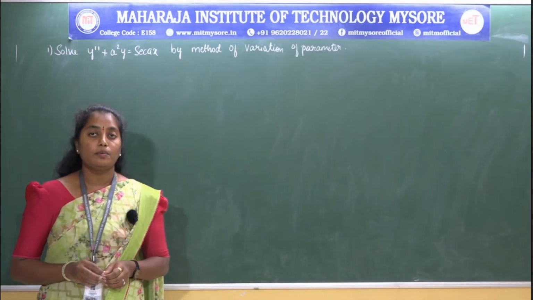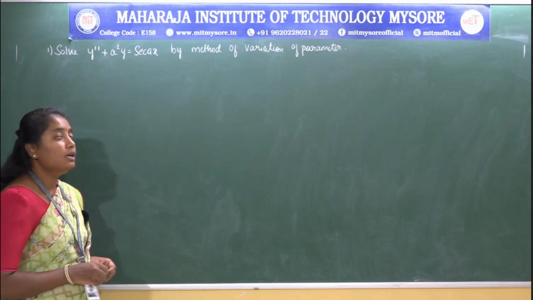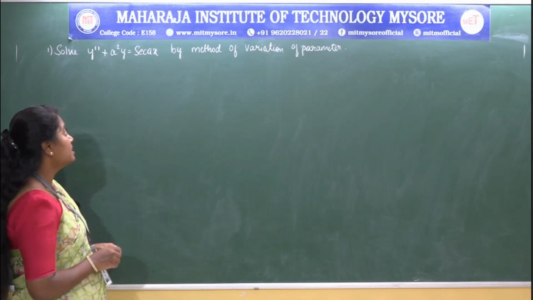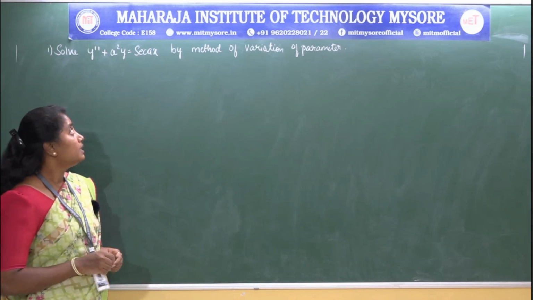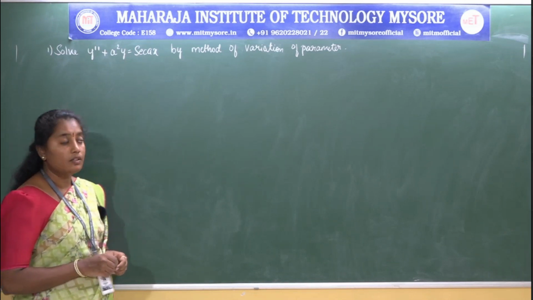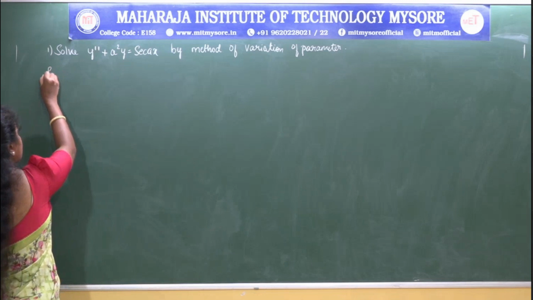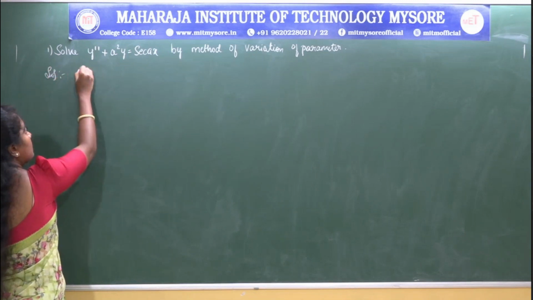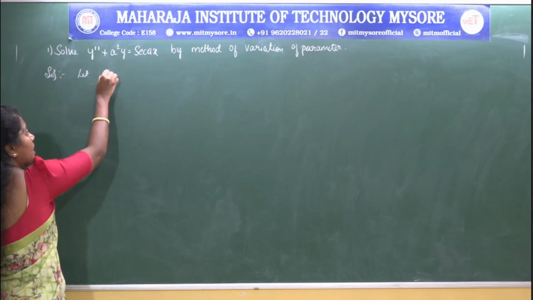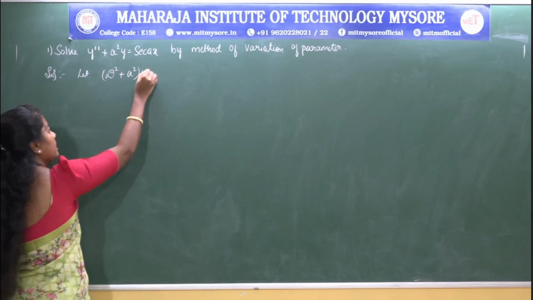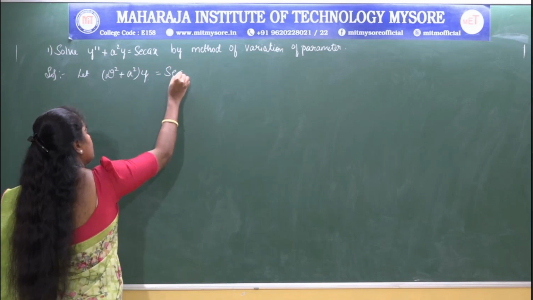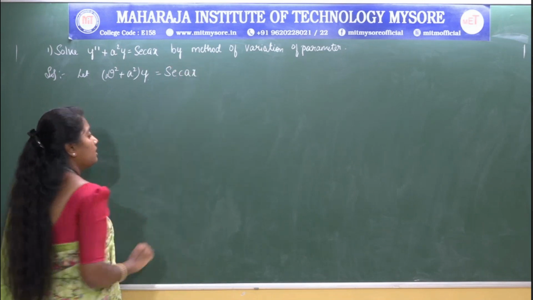Let us solve some problems on method of variation of parameters. First problem is y double dash plus a square y is equal to secant ax. So it is a second order differential equation. This equation can be written as d square plus a square y is equal to secant ax, which is the given equation.